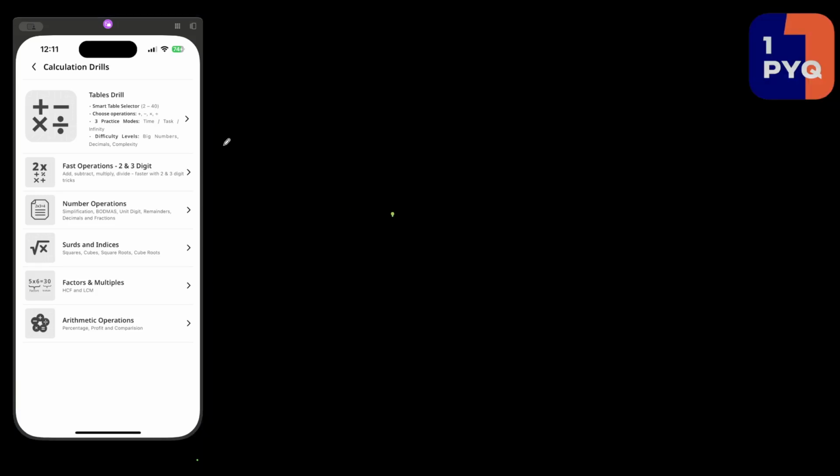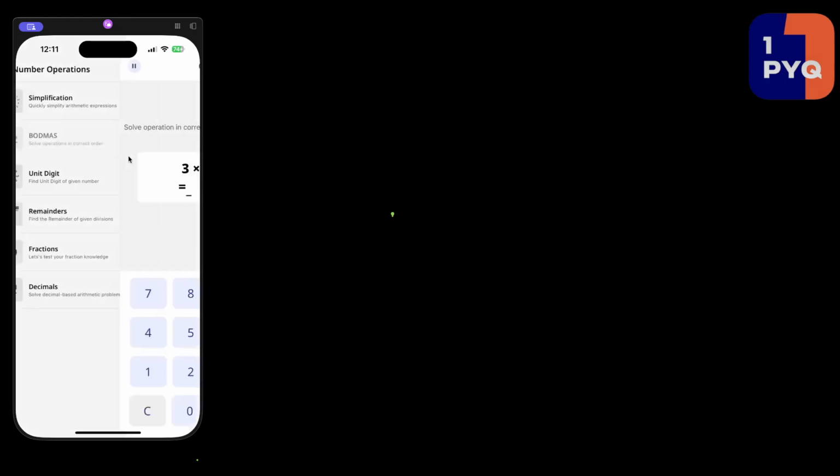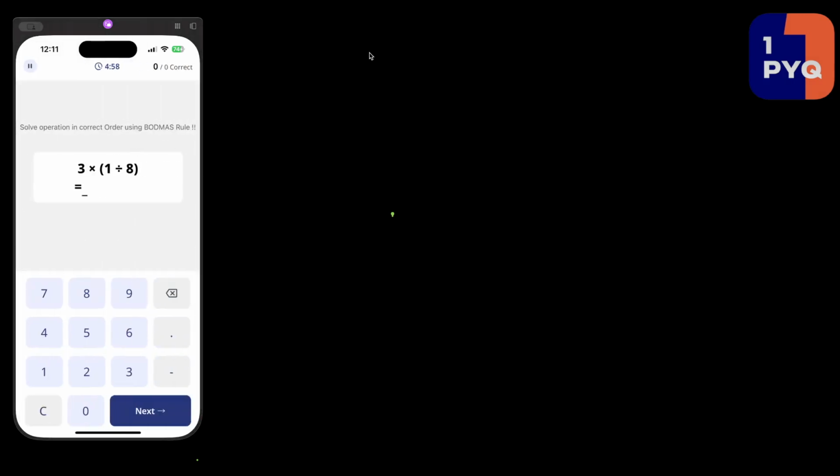So yes, continuing with the thing that we were talking about, we were at number operations, and let's now work with BODMAS. We've already done BODMAS in the past. So 3 multiplied by 1 divided by 8, or 1 by 8. 1 by 8 would be solved first. So 1 by 8 is nothing but 0.125, and 0.125 multiplied by 3 is 0.375. So 0.375 is the answer, or let's say 0.37.